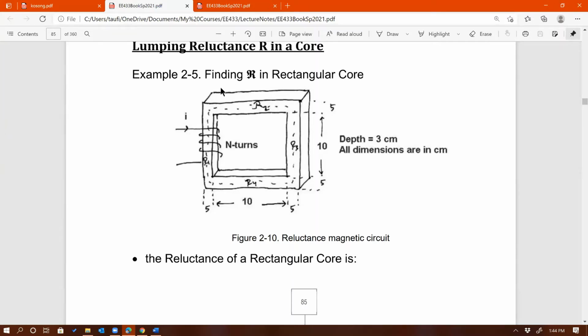So here's an example where we would like to find reluctance in the rectangular core, right? And here is the structure of the core. Rectangular core, and there's the winding, right? And then you can see there are 4 sides of the core, and each side of the core represents its own reluctance, and all 4 sides may or may not have the same reluctance depending on the physical dimension of this structure, or this core.